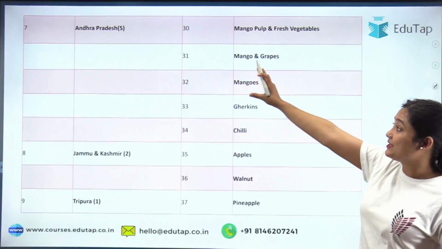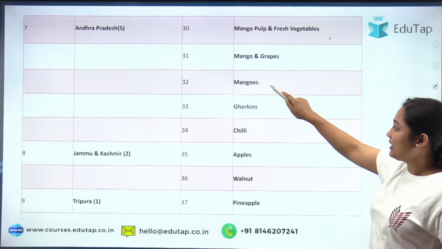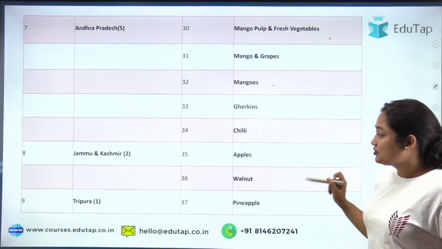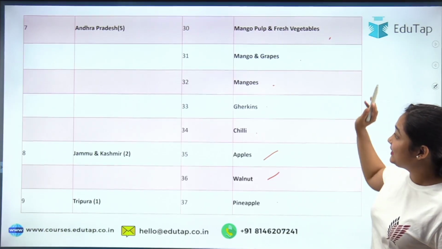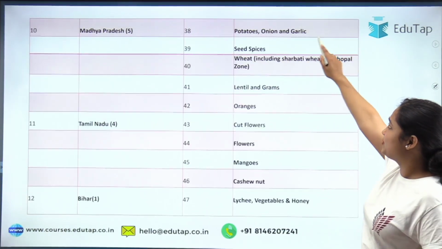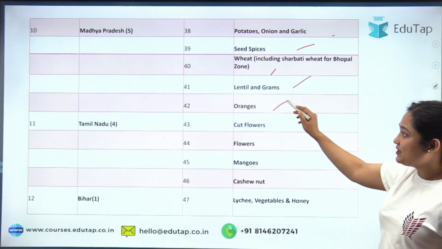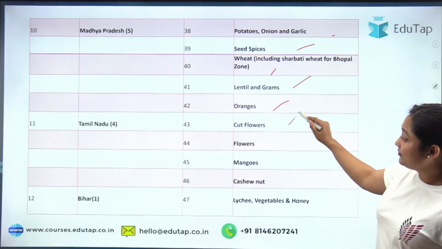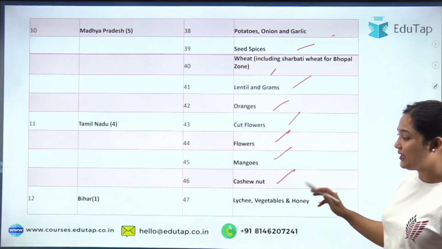Talking about Andhra Pradesh, 5 zones are there. Mango pulp and fresh vegetables. Mango and grape. Mangoes, gherkin and chili are there. Talking about Jammu Kashmir, apples and walnut are there. Tripura, pineapple is there. Okay, Madhya Pradesh, potato, onion, garlic, seeds, spices, wheat, lentil, grams and orange are there. Tamil Nadu, cut flower, mangoes, cashew nut, lychee, vegetable and honey are there for Bihar.